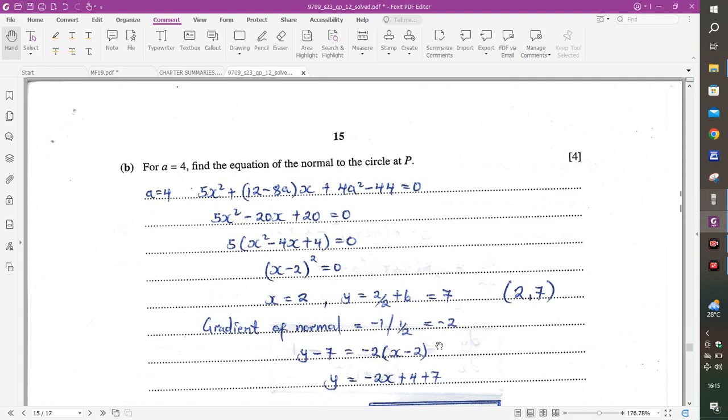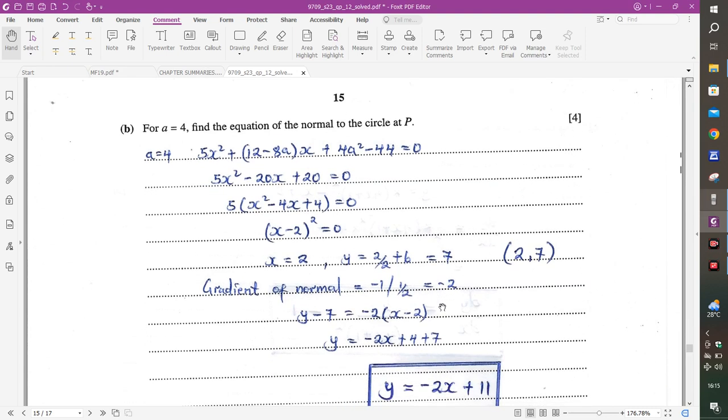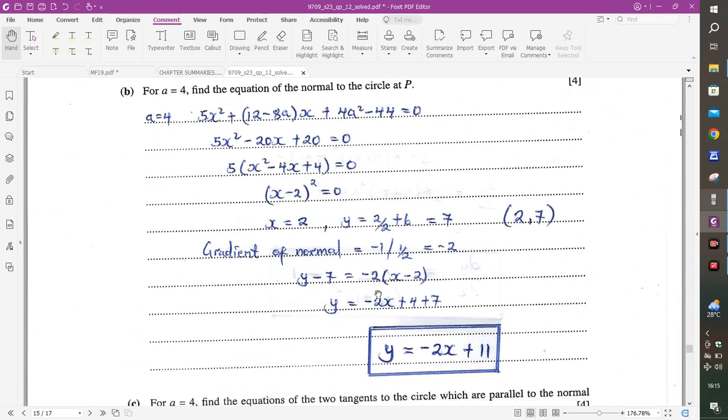So now the equation of a straight line, y minus y1 is equal to m into (x minus x1). So our y1 is this 7 and x1 is this 2. So we just substitute here. And then when you open brackets here, negative 2 times x, that's negative 2x, and negative 2 times negative 2, that's a 4. And then when this one crosses the equal sign, it becomes positive. So that is y is equal to negative 2x plus 11.